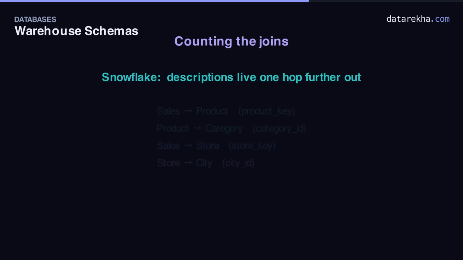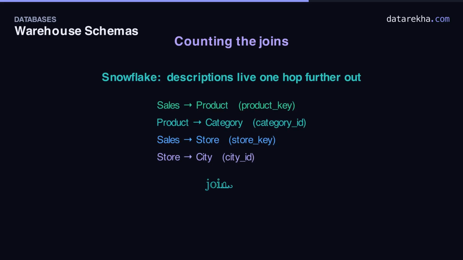Now the snowflake, category and city have moved out into their own tables. So to reach the category, we join sales to product, then product to category. To reach the city, sales to store, then store to city. 4 joins, double the star. But here's the point. The chosen rows are still 1 and 3, and the answer is still 7,500, identical. The only difference is the work. 2 joins versus 4. That's the whole trade-off in one example.